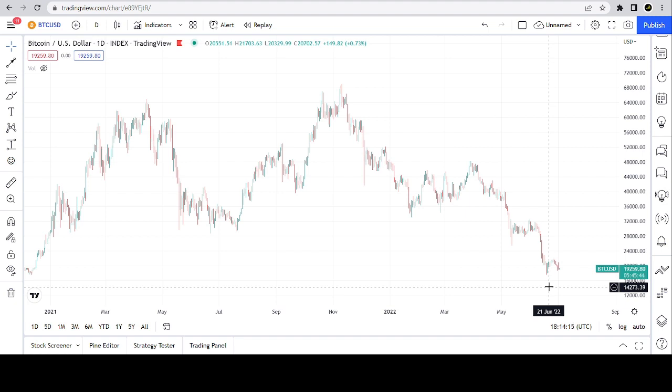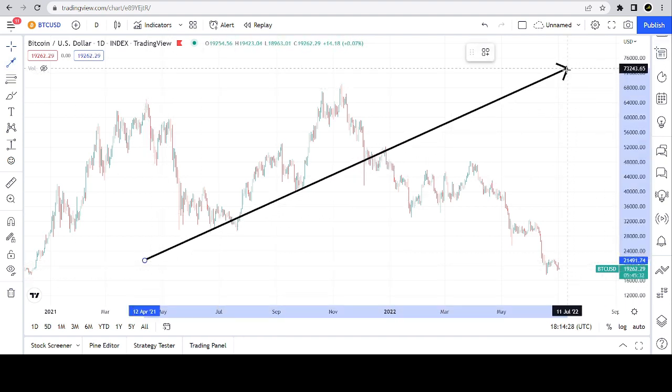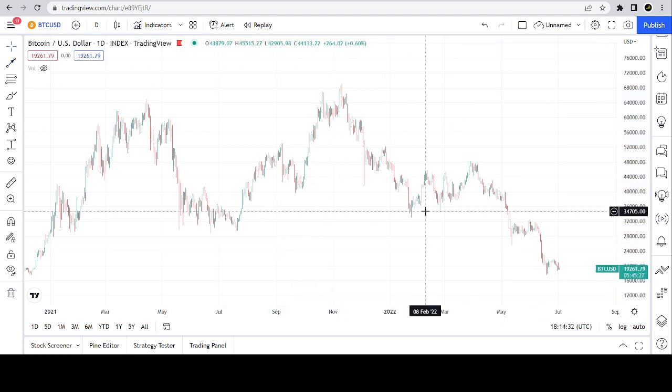Now, I have a thesis that says that in a correction, Bitcoin will produce one of two different types of crashing structures. I label them A and B. If you're interested to find out further about those two crashing structures, I recommend you watch this video here. Now, I currently believe that we are in a pattern B.